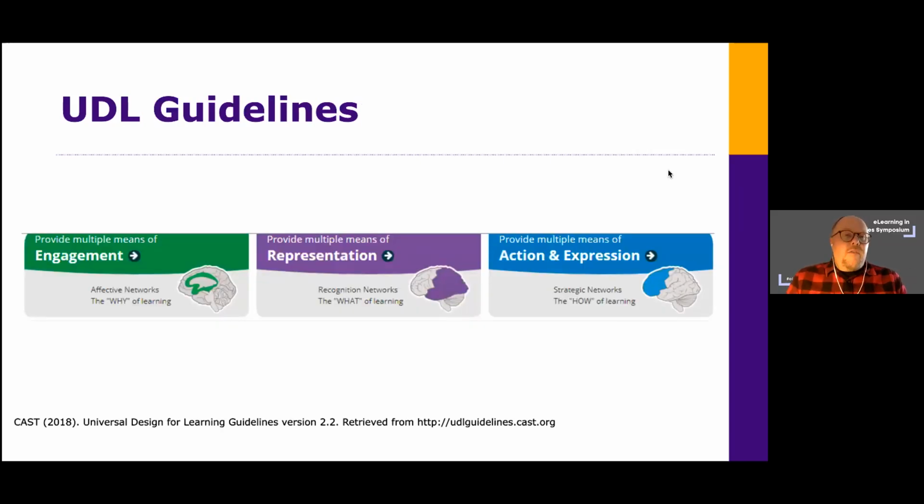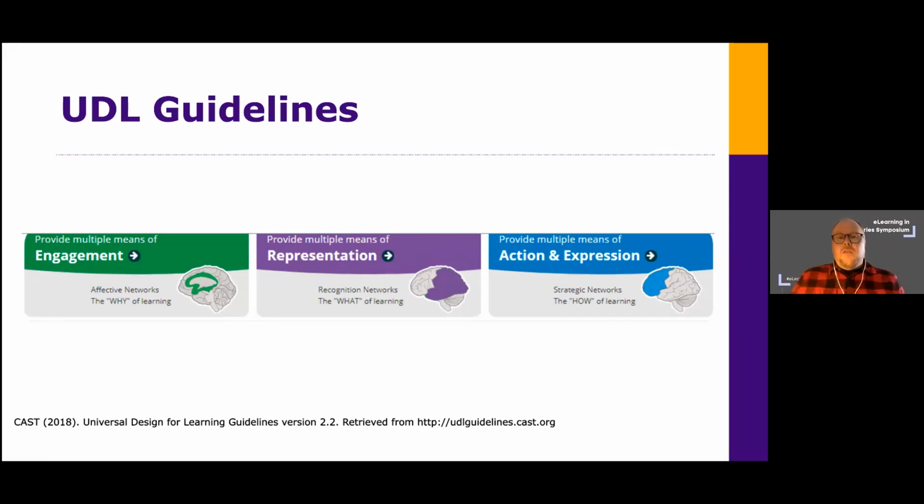So universal design follows 3 major guidelines. Within those 3 major guidelines, you have multiple means of engagement, in other words, the why of learning, and I'll go into this a bit more in just a few minutes. Multiple means of representation, in other words, the what of learning, so what it is that we are giving to students, and multiple means of action and expression, in other words, the how of learning.